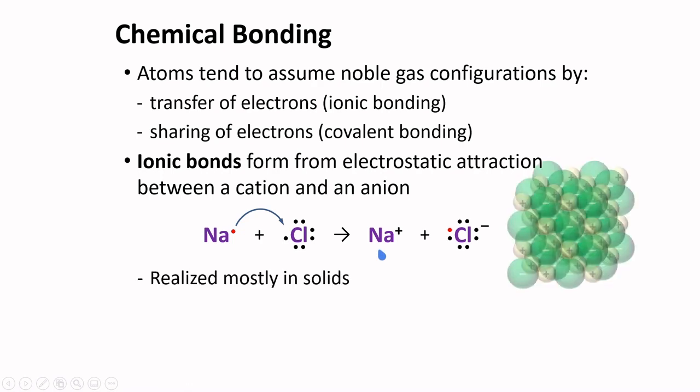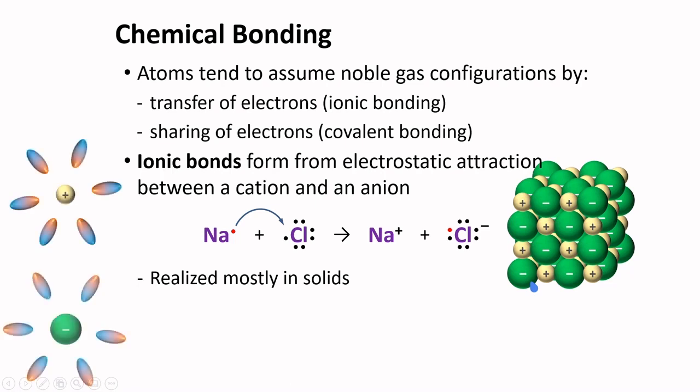These 2 ions can form a crystal, and this crystal will have ionic bonding. Ionic bonding is realized mostly in solids, wherein positive and negative charges are right next to each other. Once they are mixed in solution, for example, if you add water, sodium chloride will separate into ions and they will be surrounded by solvent molecules. And in this case, there will no longer be an ionic bond.